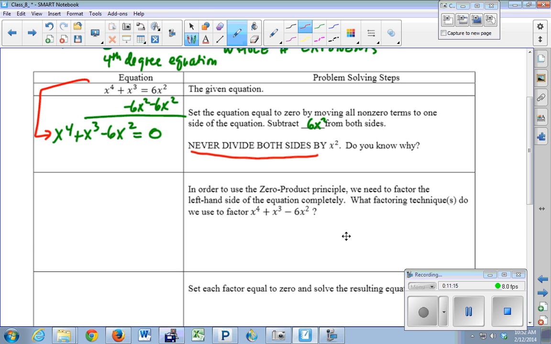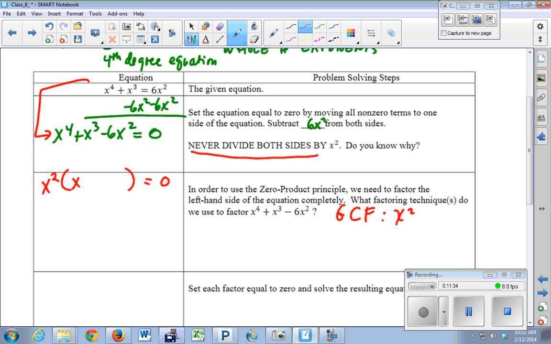In this case, the greatest common factor is x squared. So we're going to factor this by pulling out x squared as a common factor.